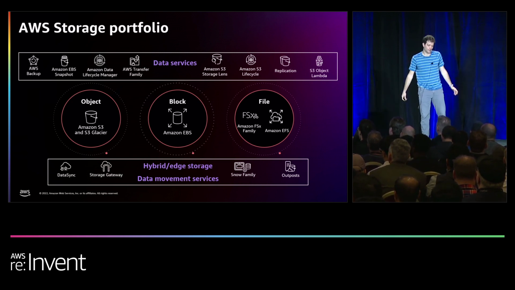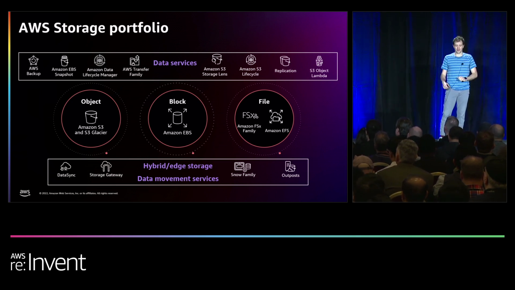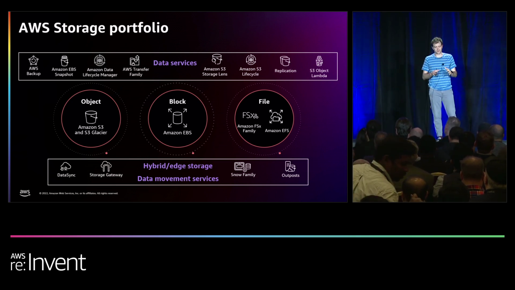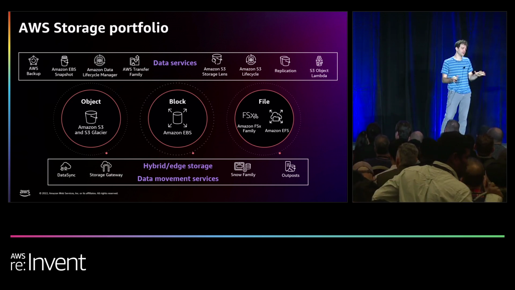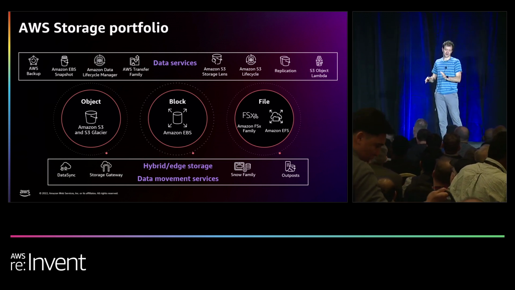And then I'll hand it off to Prarthana, and she'll talk in detail around different workloads and apps. So in AWS, we have object store, we have file storage, and there's block. And those are the three primary storage types. And around those, we have data services, and we have hybrid and edge, but we're not going to talk about those today.